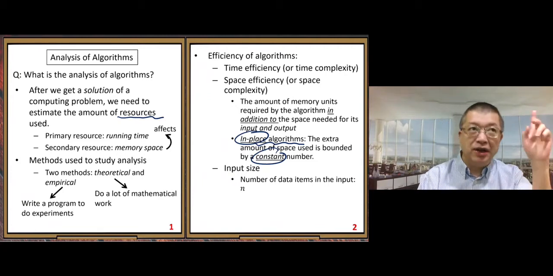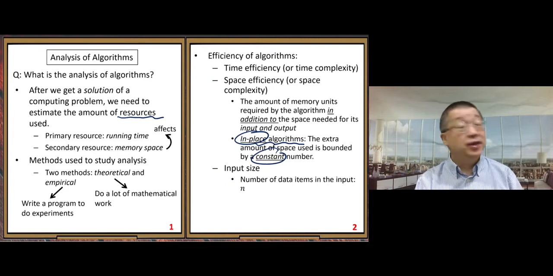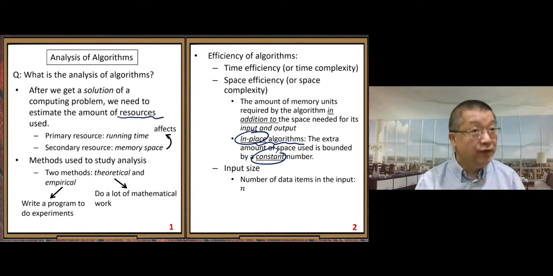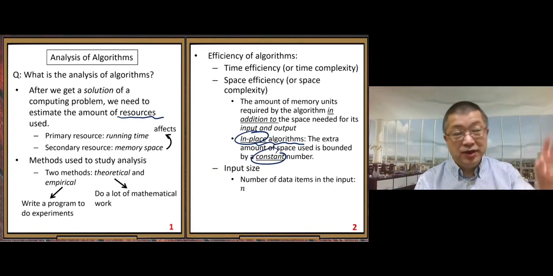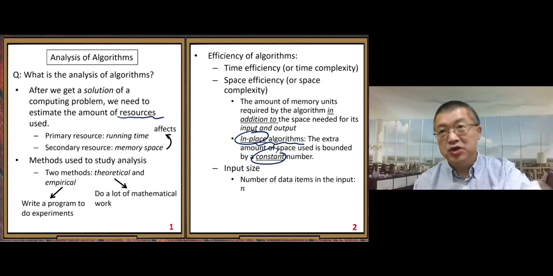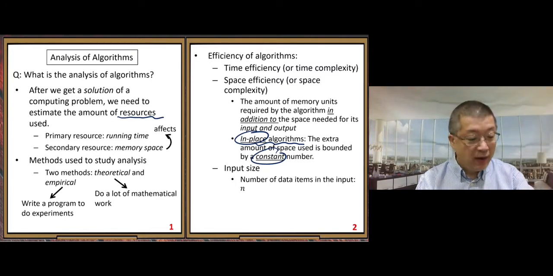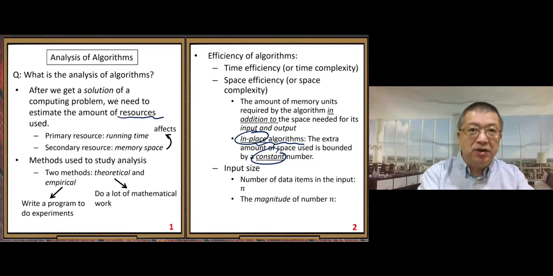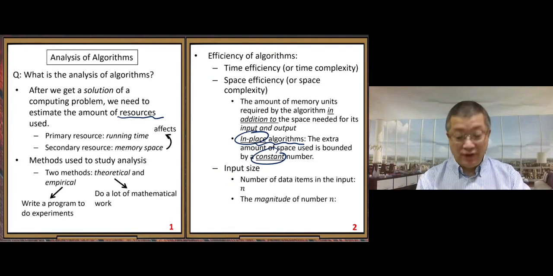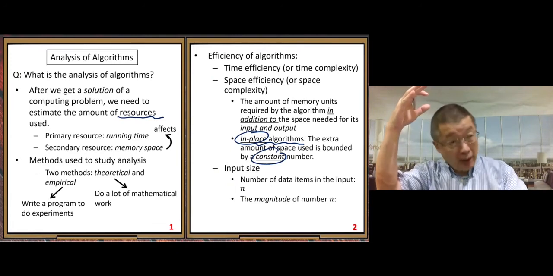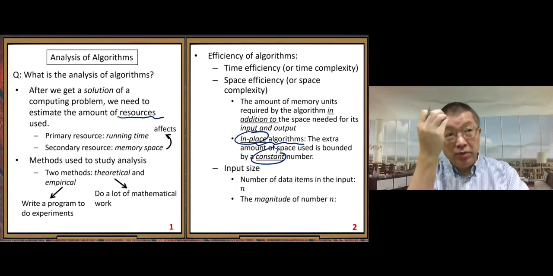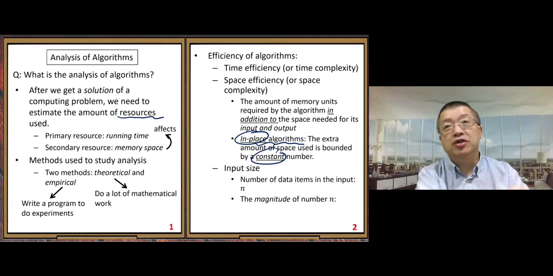But there is another one. It's different, but sometimes you have that situation. The second one: the magnitude of number n. The magnitude, how large that number is, could be treated as the input size.